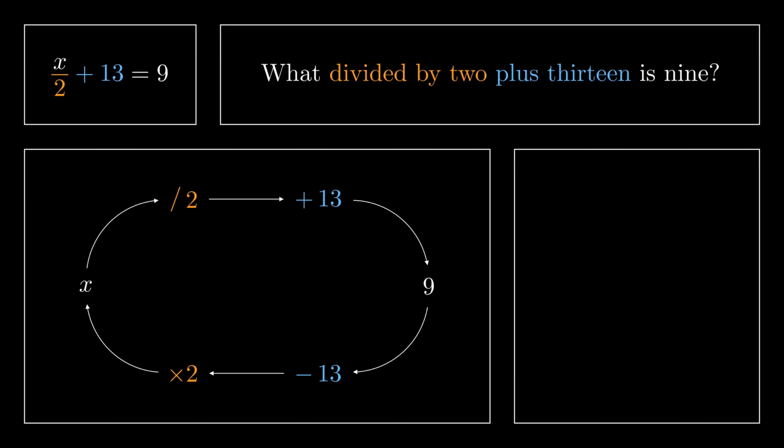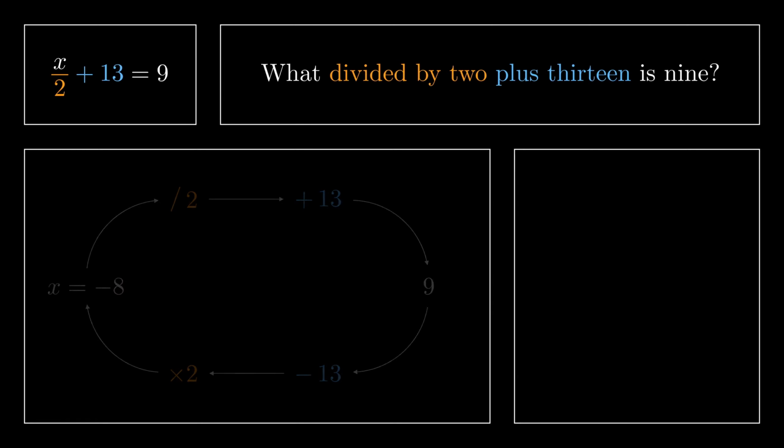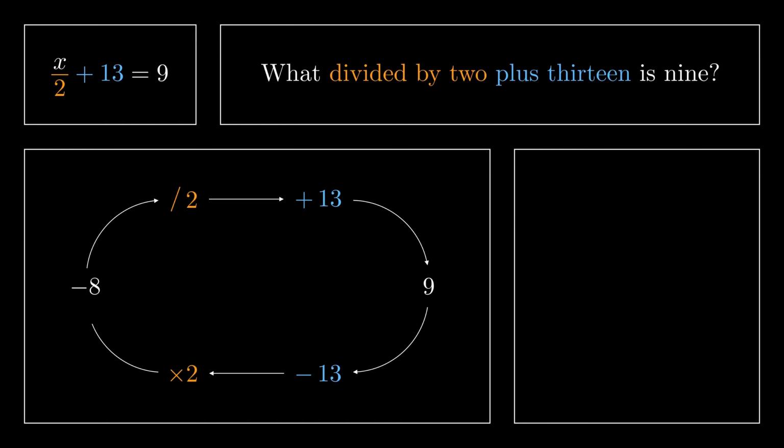So let's do it. 9 minus 13. All right, what's 9 minus 13? It's going to be negative. That's negative 4. Times 2 is negative 8. And that's the answer. Let's check it. Negative 8 divided by 2 is negative 4, plus 13 is 9. 9 minus 13 is negative 4, times 2 is negative 8.